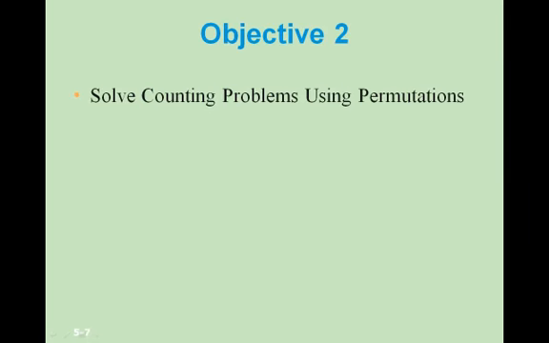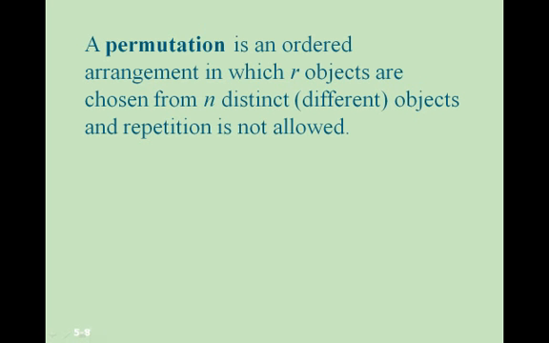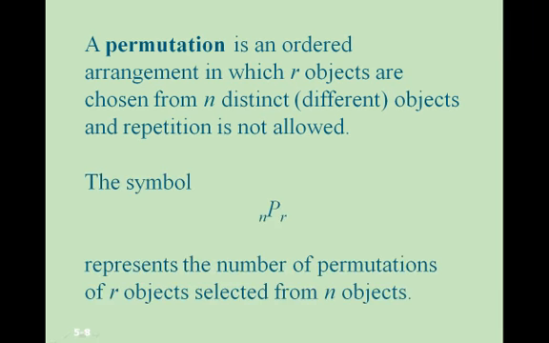Objective 2. We want to solve counting problems using permutations. A permutation is an ordered arrangement in which R objects are chosen from n distinct or different objects, and repetition is not allowed. The symbol nPr represents the number of permutations of R objects selected from n objects.